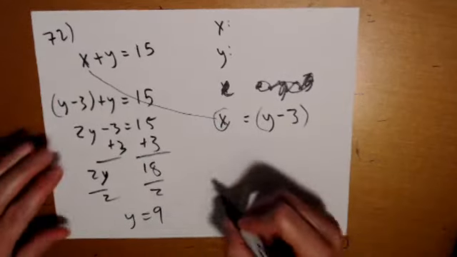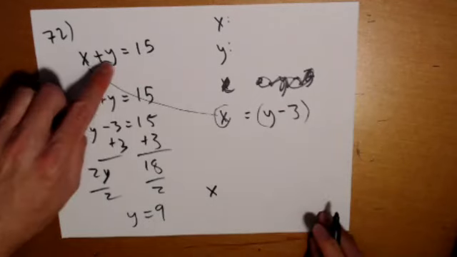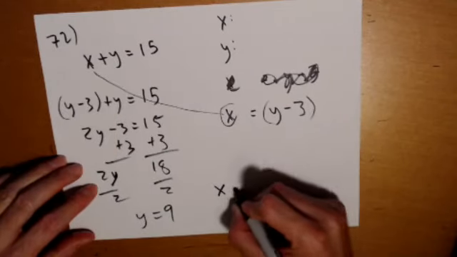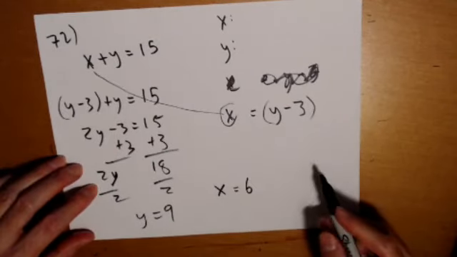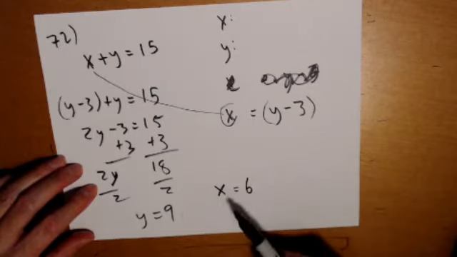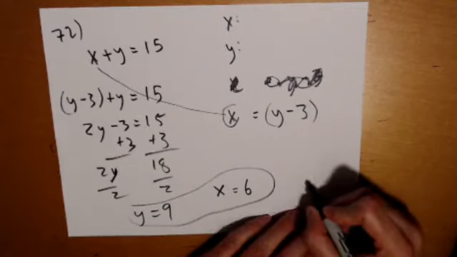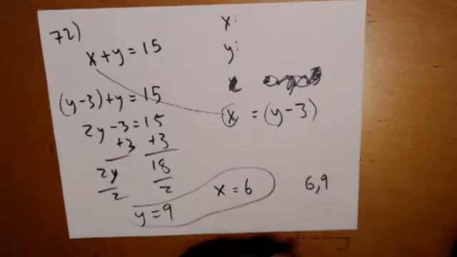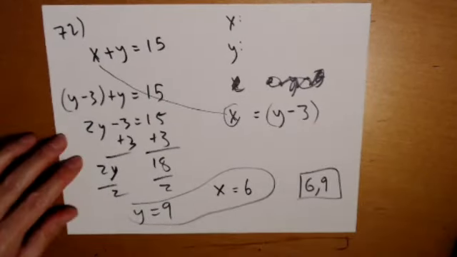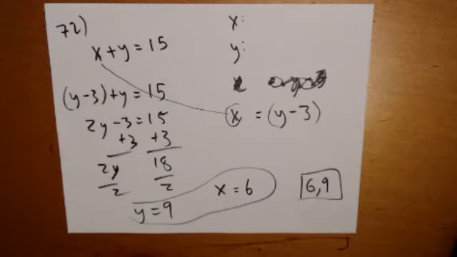So if y is 9, x must be, since the two numbers add up to 15, 6. One number is 3 less than the other. Yep, that's true. Cool. So what are the numbers? 6 and 9. So you probably write it up like that. Ta-da! Okay. Not bad.